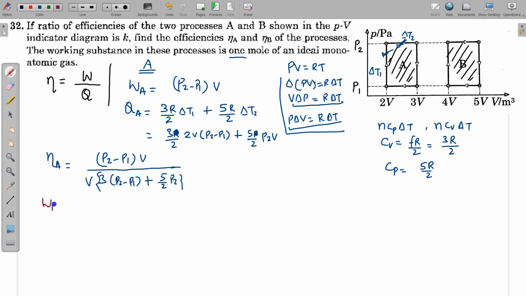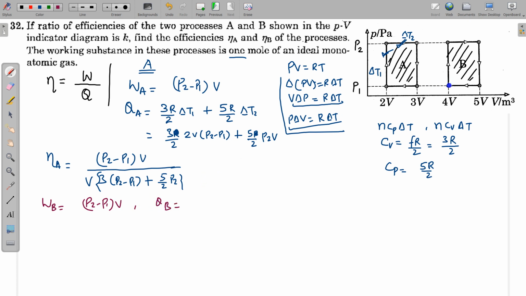So work done in the process B. Again, work done in the process B is the area under the graph: the base is 5V minus 4V, which is equal to V, and the height is equal to P2 minus P1. So this is (P2 minus P1) into V. So work done is the same in both the processes, and now the heat exchanged.